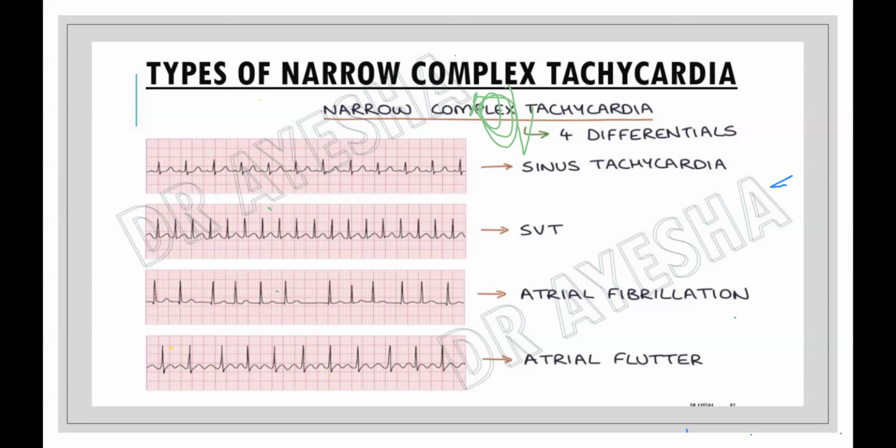इट इज ऑन द बेसिस ऑफ रेगुलर है आपकी रिदम या इररेगुलर। So if you have regular rhythm with no P waves, regular with no P waves, it means that this is SVT. If it's no P waves and irregular, it means this is atrial fibrillation.